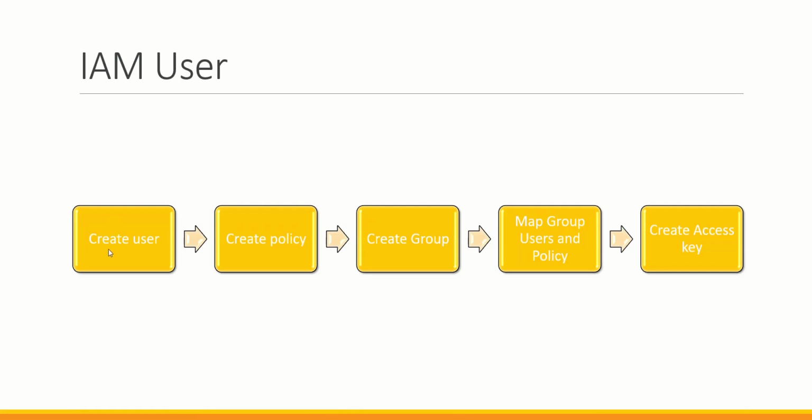It is similar to how we created a user there, and similarly in IAM user we will create a user. Then we will create a policy. It is nothing but a permission set, like how we kept it in IAM Identity Center, right? In the same way we will create a policy here. We will create a group. Then the fourth step is mapping users and policies into the group. And finally we will create access keys. I will demonstrate the same.